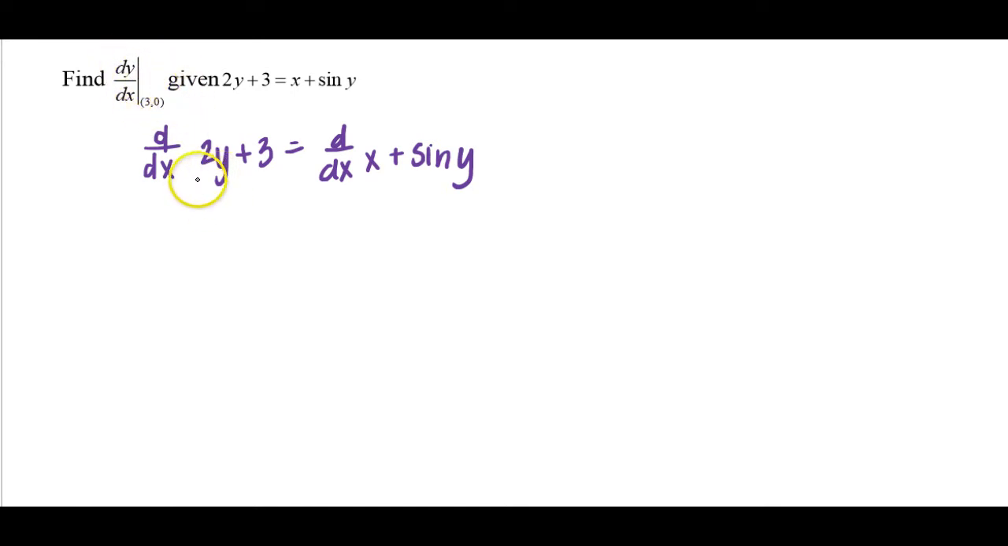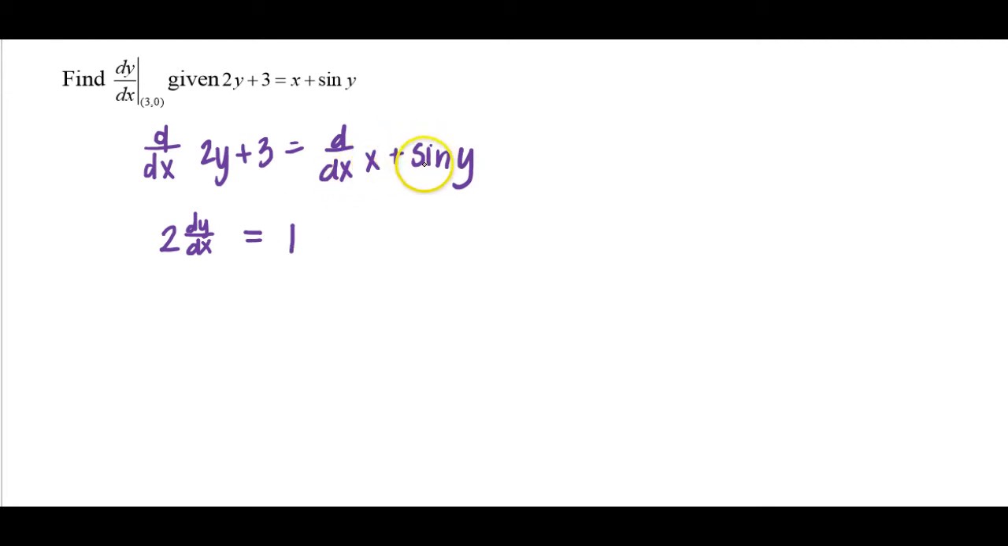So let's go ahead and find the derivative of the left-hand side. Since I'm taking the derivative with respect to x of 2y, the derivative of 2y would just be 2. And because the variables didn't match, I have to include a dy/dx. And now the derivative of a constant 3 is 0. So we're done with the derivative on the left-hand side. And then this is going to equal, well, the derivative with respect to x of x is 1. Since the variables matched, I don't need to include anything else.